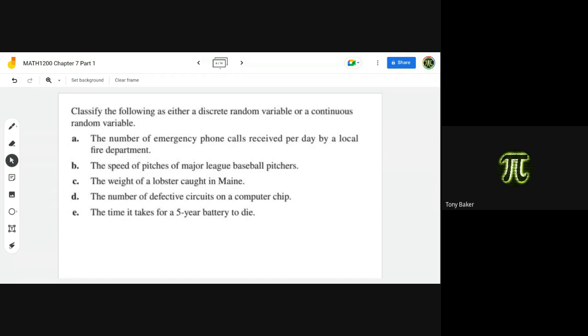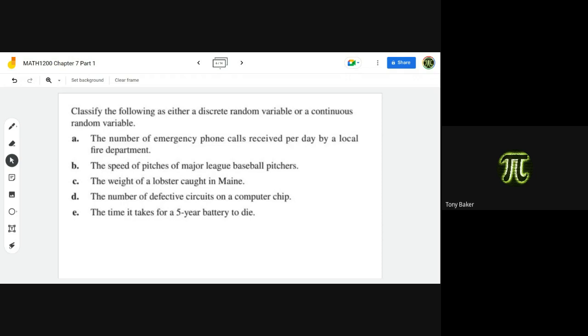Speed of pitches by a major league pitcher. Discrete or continuous? Continuous, because speed can be continuous, right? The weight of a lobster caught in Maine. Continuous. Weight is continuous. The number of defective circuits on a computer chip. Discrete. I can't have half a defective part.